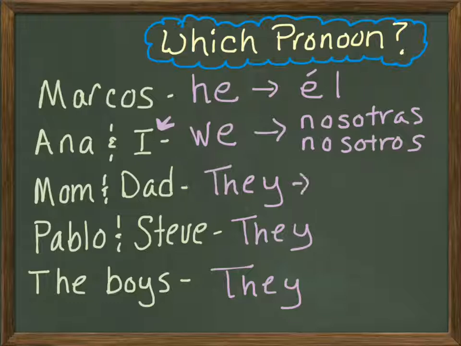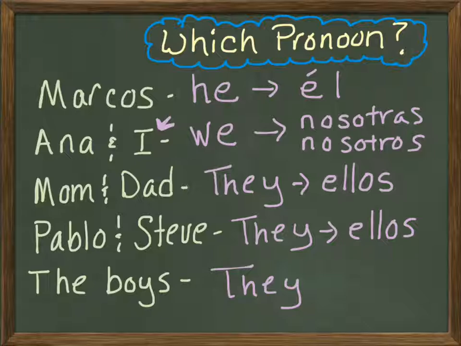Then if you're talking about mom and dad, that would be a mixed group. So you're going to use the mixed they, which is ellos. Pablo and Steve is an all-male group, so you're going to call them, that would be the male they, all male. And then also the boys, if we're talking about the boys, the subject pronoun you would use to replace the boys would be ellos.